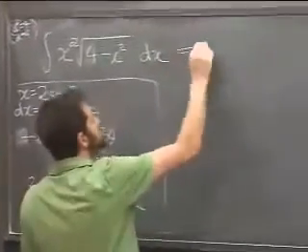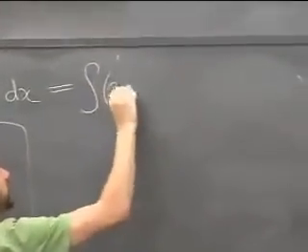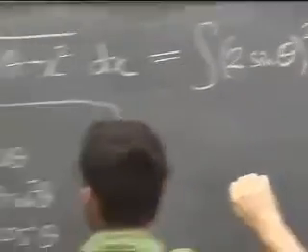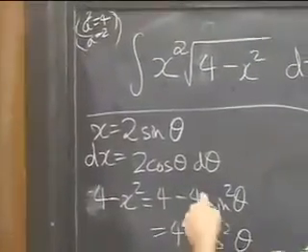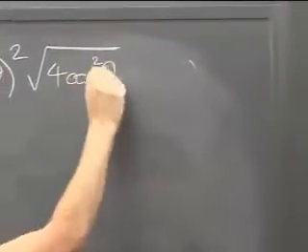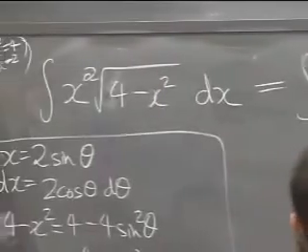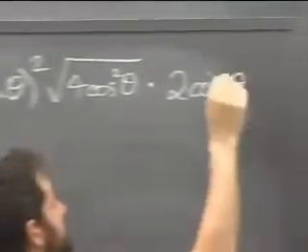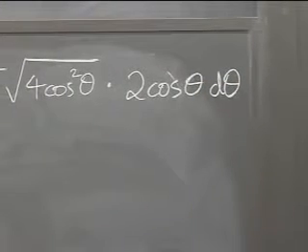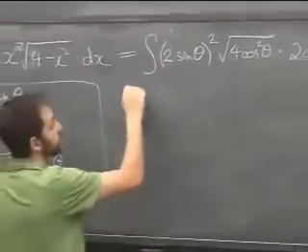Anyway, now I can start chopping and changing. X is 2 sine theta, so I'm going to get 2 sine theta all squared. Then I will have the square root. 4 minus x squared is already 4 cosine squared theta, so I just write that down under the square root. And don't forget the dx. The dx is 2 cosine theta d theta. Okay, so see how I assembled all these bits? I just used all my working up to that point to get the answer that I want.